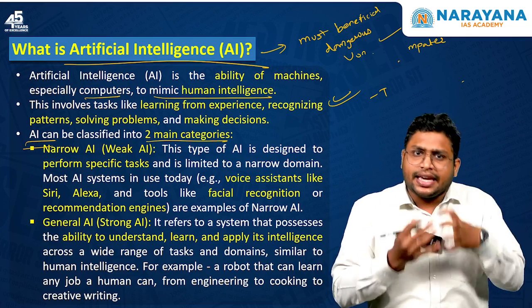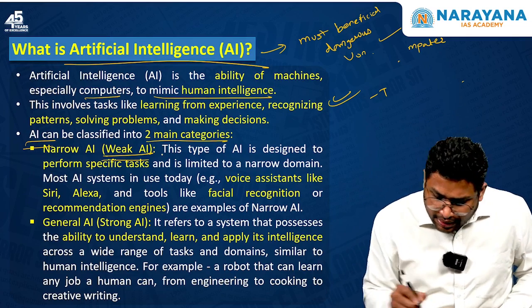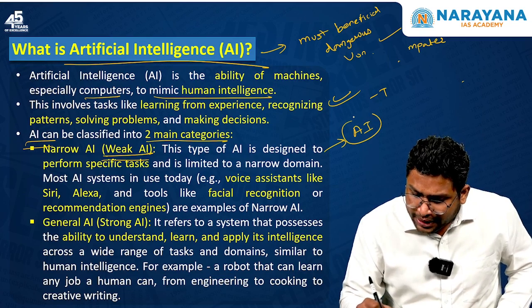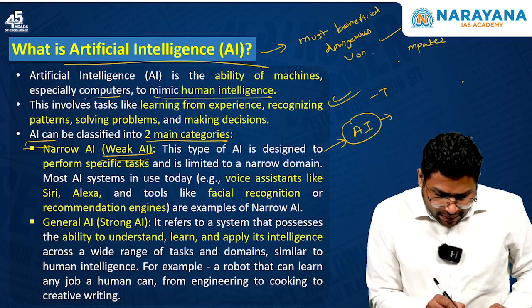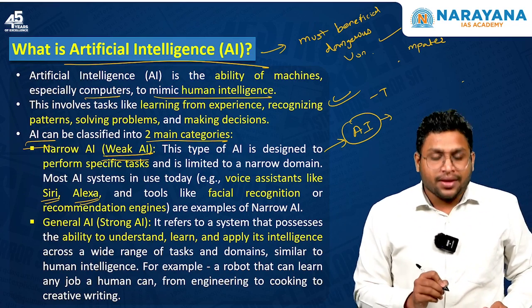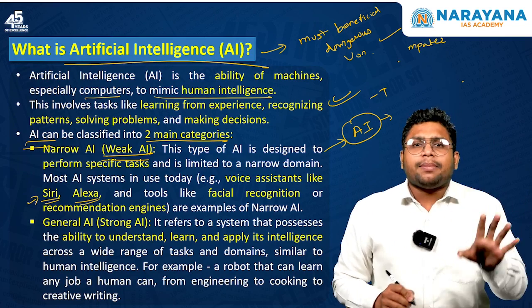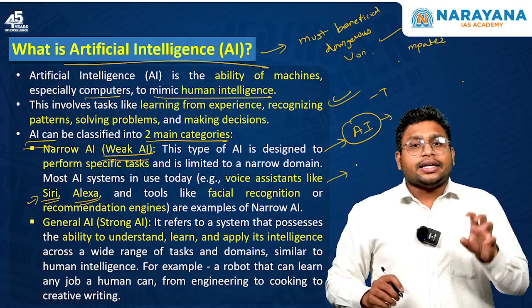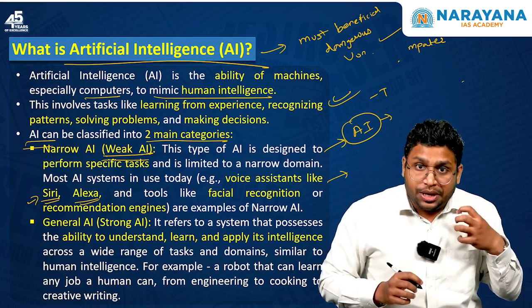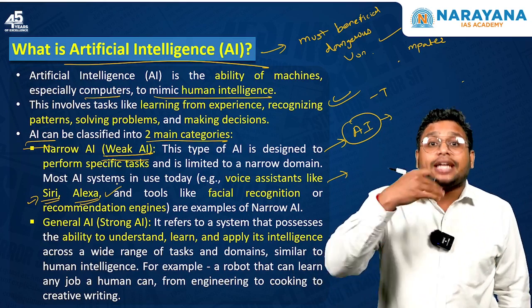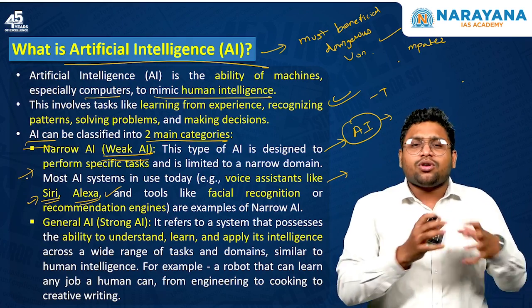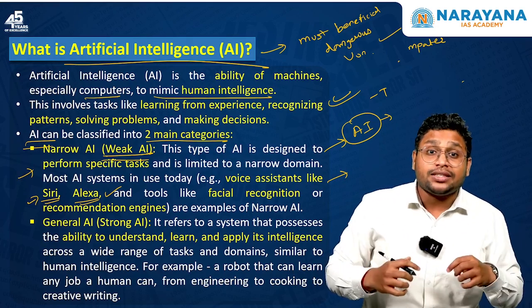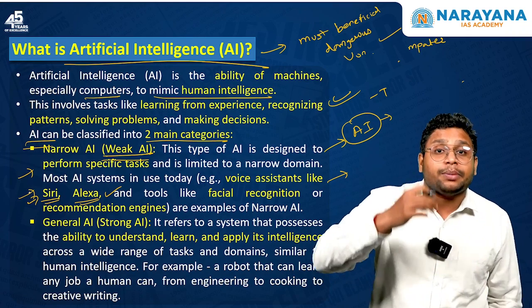One is weak AI. Weak AI means this AI only has the ability to do some particular task. I'll give you an example. You must have heard about Siri or Alexa. If you give them some command, they will execute it. They will come up with some kind of information. They will do the task which you tell them. So this is a narrow AI or weak AI. It does not have all the abilities of human beings, but it is way better than a normal computer.